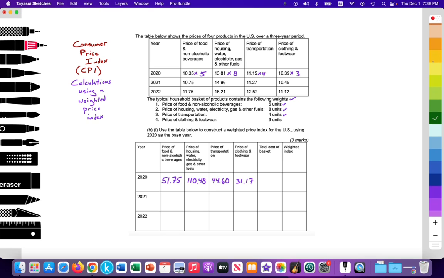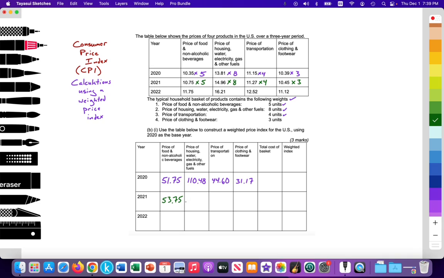All right, so go ahead and pause this video and calculate the price multiplied by the weights for 2021. Go ahead and pause the video now and calculate that, and you can check your work in just a moment. Okay, so let's check your work. For 2021, we're going to multiply by 5, by 8, by 4, and by 3. So we see the weights are constant. The only thing that's changing is the price. 10.75 multiplied by 5 works out to $53.75.